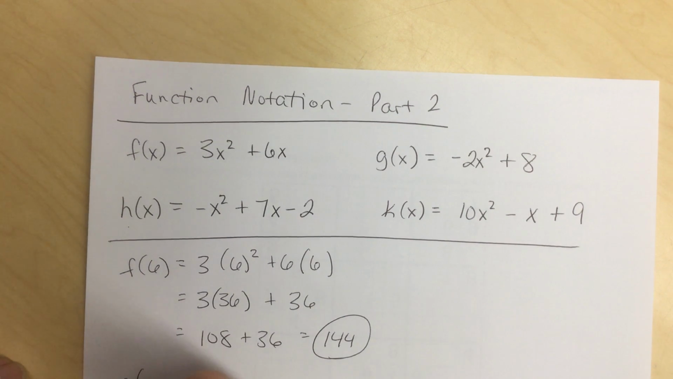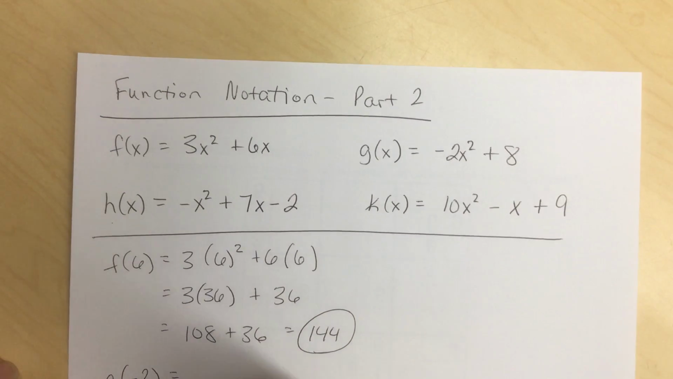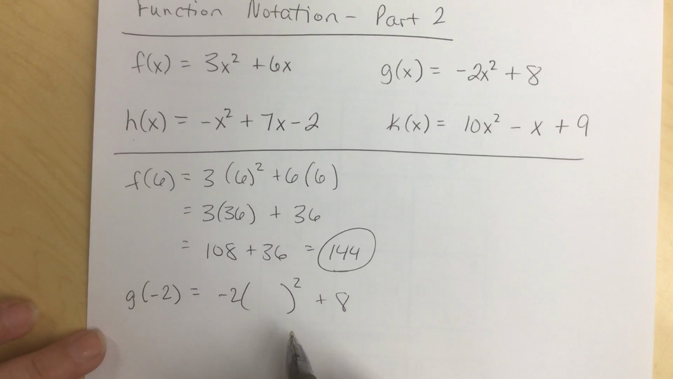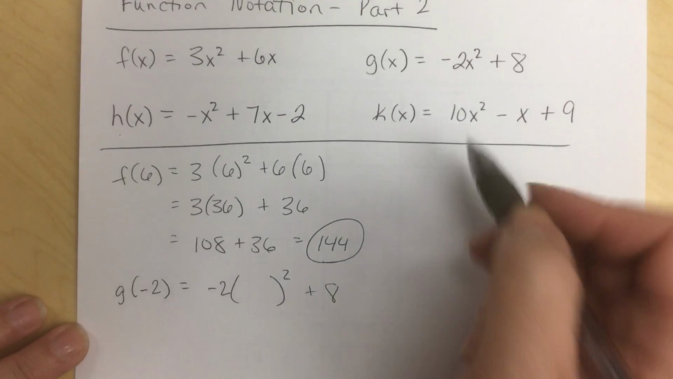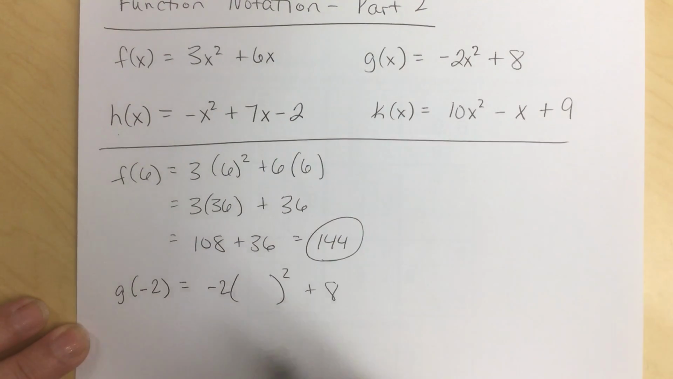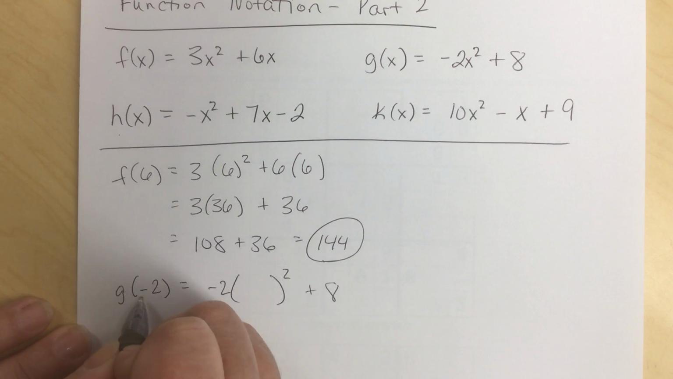Okay, so g of -2. So we're going to look at our g function, -2. Then I would put a place for the x squared plus 8. The parentheses is where my x is going to go. The equation is -2x squared plus 8, so -2 parentheses squared plus 8 is a really good habit to get into. Then what goes in the parentheses is the x.